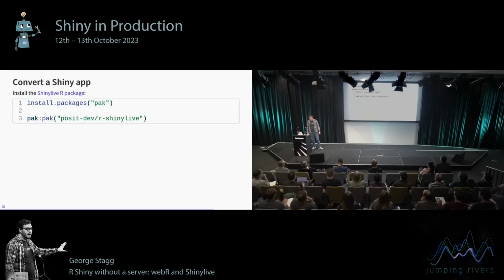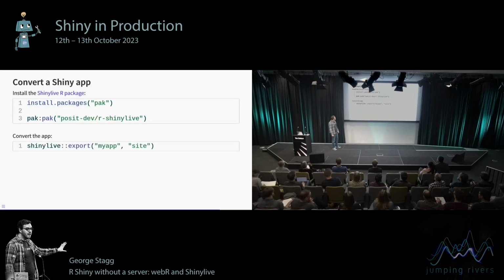The next option is to convert a Shiny app. I haven't done this very much. Barrett's the main developer of this R package, but there is an R package, Shinylive, which allows you to take an app that exists already and turn it into a Shinylive app. So there's a couple of commands there that will install that package. It's not on CRAN yet, but soon.